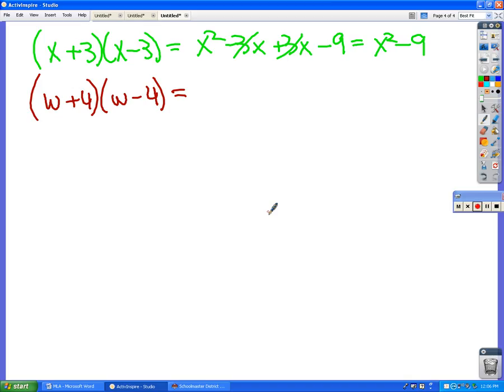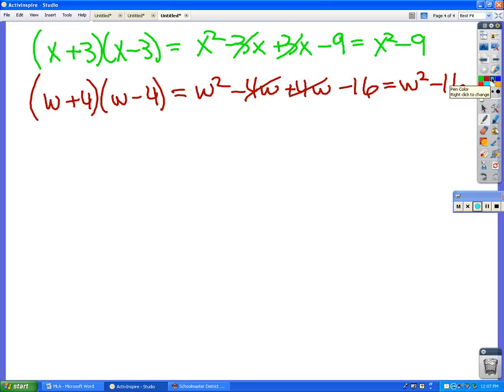No. Okay, so this one right here. What's the answer going to be? W squared minus 16. Bam, Francis just nailed that. And the reason for that is, if I FOIL this out, w times w is w squared. Outside gives me negative 4w. Inside gives me positive 4w. And then 4 times negative 4 is negative 16. And then once again, what happens to the two middle terms? They go bye-bye. So like Francis said, I'm left with w squared minus 16.